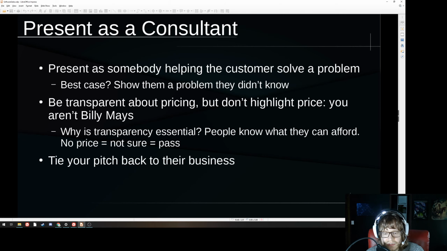Now you do have to be transparent about your pricing. That means making it easily accessible, making it very clear how you're going to bill, what the different tiers of your service are. Most services, especially software services, have different tiers, right? Maybe a free tier, maybe a mid-tier, maybe a premium, maybe an enterprise, maybe something else. So let people know up front, then they can see what they're going to pay. You might tell them, but don't be repetitive about it. Why is transparency essential? So that people know what they can afford.